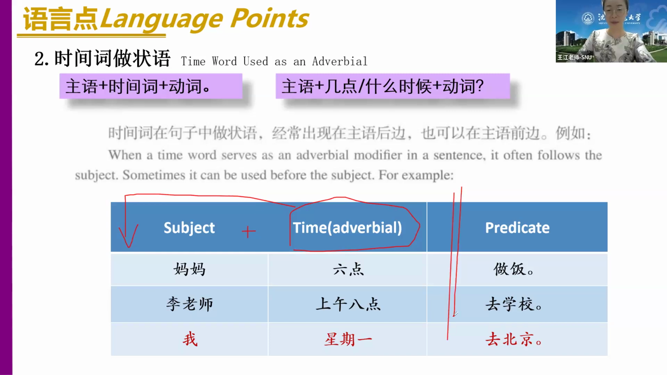No matter where the position of the time word is, it should always be put before the predicate. So 妈妈6点做饭. We can also say 6点妈妈做饭. 李老师上午8点去学校, and we can also say 上午8点李老师去学校. Okay, 我星期一去北京. So what's the other way to say this sentence?